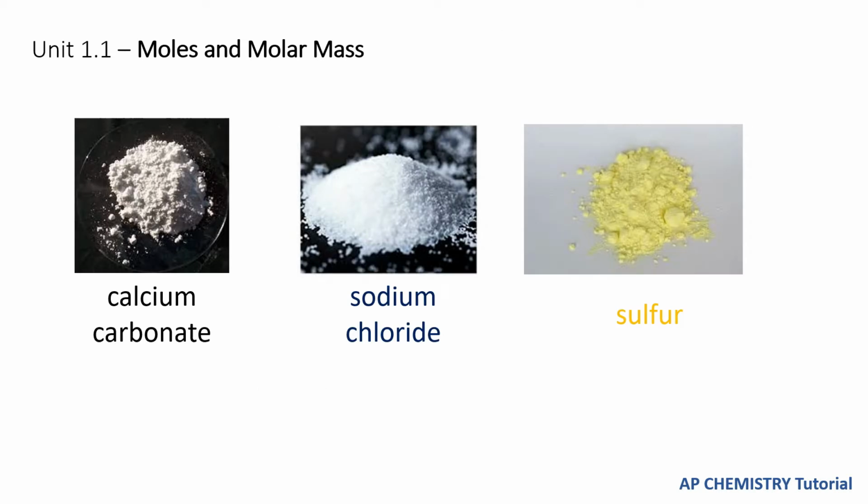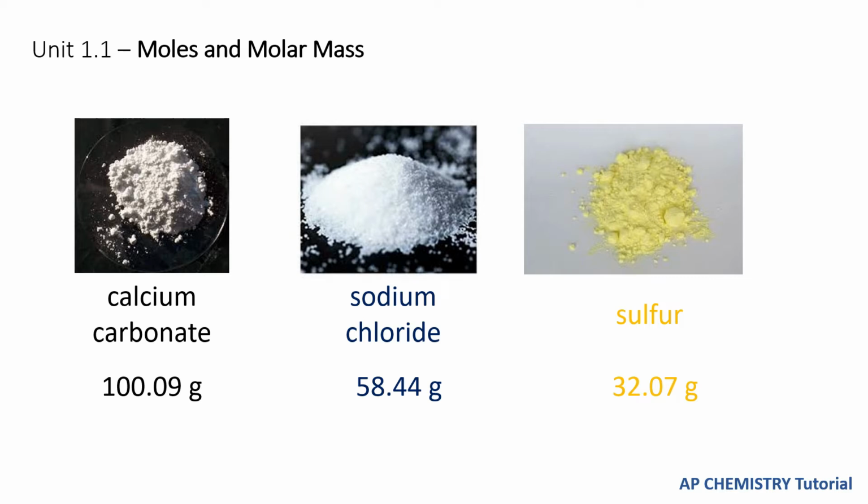So let us consider these three different substances. We have calcium carbonate, sodium chloride, as well as sulfur. Let's say we're going to weigh these three different substances, and we found out that the mass of calcium carbonate is 100.09 grams. For sodium chloride, it's 58.44 grams, and we have 32.07 grams of sulfur.